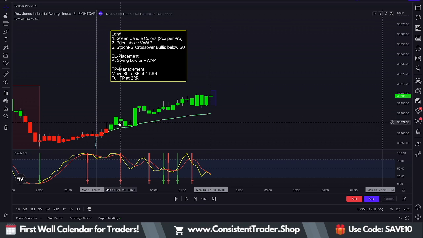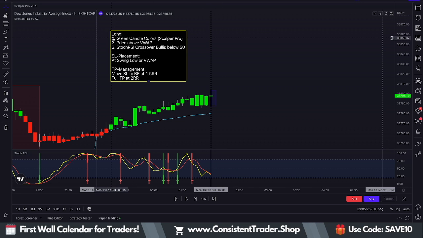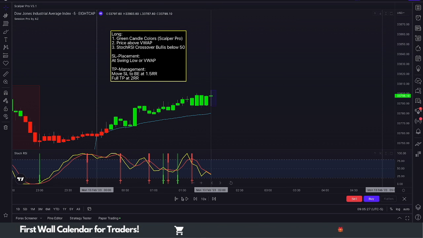So let's continue. Let me get rid of that VWAP because we already have it on our chart using the Session Pro indicator. The last entry rule would be for a long trade that our stochastic RSI is crossing over bullish below the 50 level right here. And that's automatically being done by this stochastic RSI indicator, our community indicator. So all we have to do now is to wait for our green highlight right here with our cross for the crossover confirmation, since rule number 1 and rule number 2 already apply.